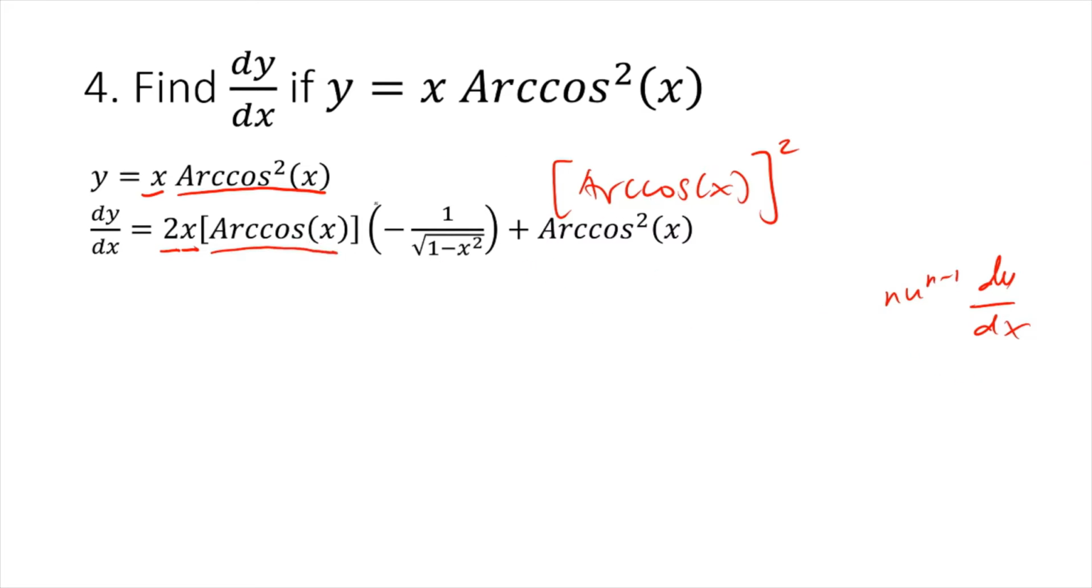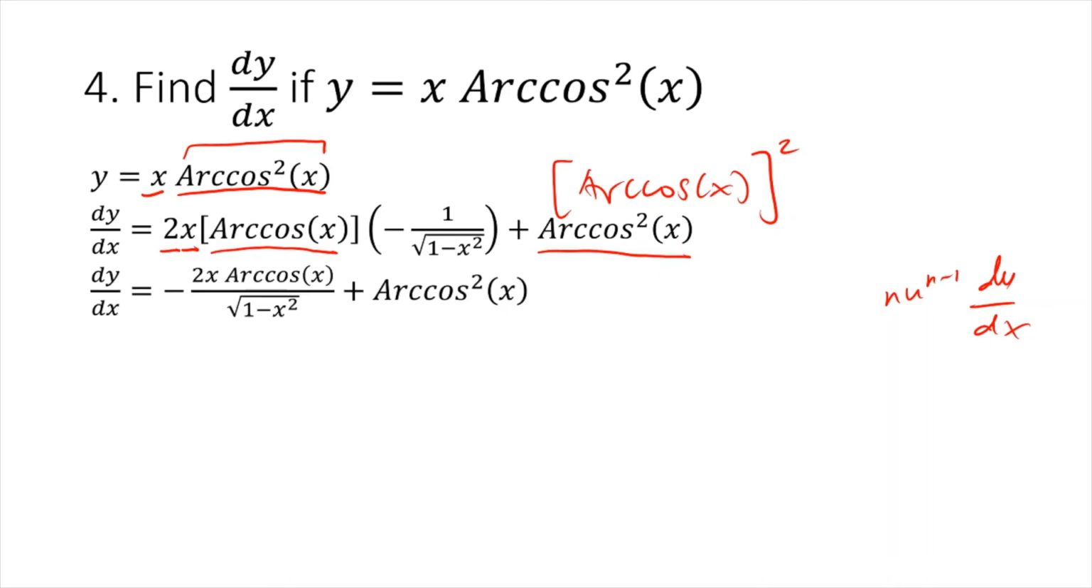So the derivative of arccosine is negative 1 over square root of 1 minus u squared. u in this case is x for the derivative of inverse cosine. Okay, and then du/dx, where u is x, so the derivative of x with respect to x is multiplied by 1. And then the second term for the product rule, just copy arccosine squared of x. So we have here arccosine squared of x, and then take the derivative of x with respect to x, so that's equal to 1. So 1 times arccosine squared of x.